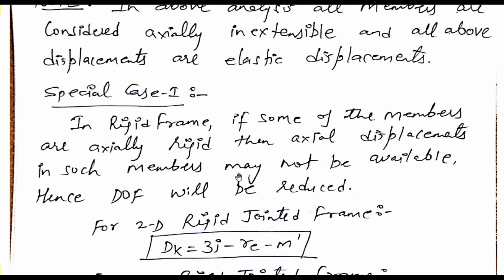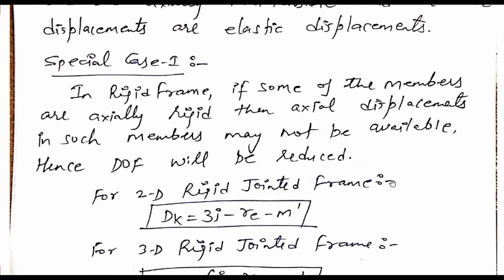Look at this formula: for a 2D rigid jointed frame, we may have some axial displacement, or we may have some axially rigid members.